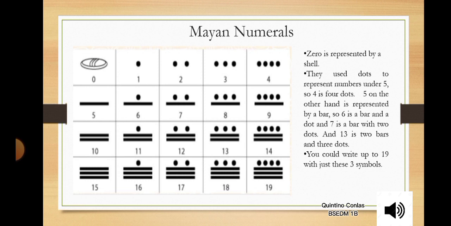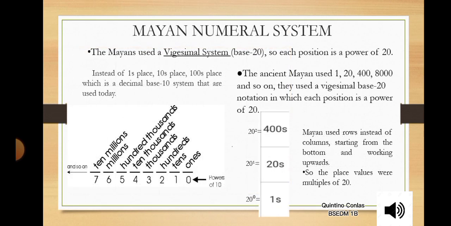So 6 is a combination of 1 bar and 1 dot. 7 is a bar with 2 dots. And 13 is 2 bars and 3 dots. Last example, take a look at 19. 19 is represented with 3 horizontal lines and 4 dots. So 5 plus 5 plus 5 equals 15, plus 4 equals 19. You could write up to 19 with just 3 symbols.